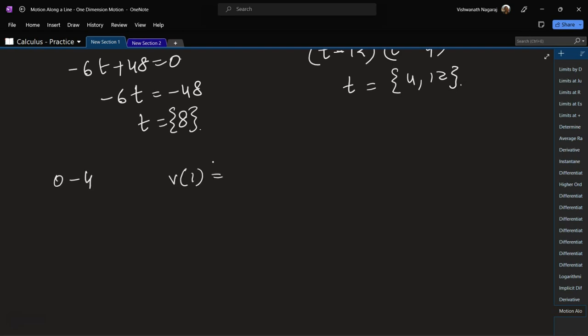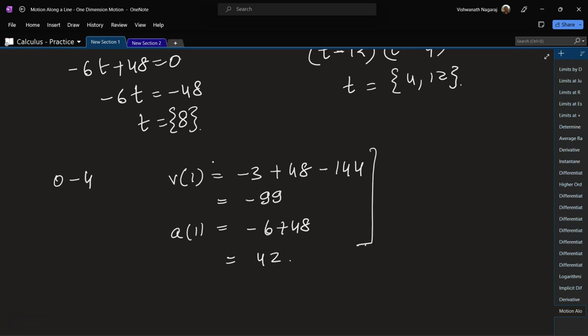We have minus 3t squared, so minus 3, plus 48t. So 48 minus 144, which gives us minus 99. A of 1 is equal to minus 6 plus 48, which gives us 42. Opposite signs, so slowing down, and velocity is negative, so moving left.